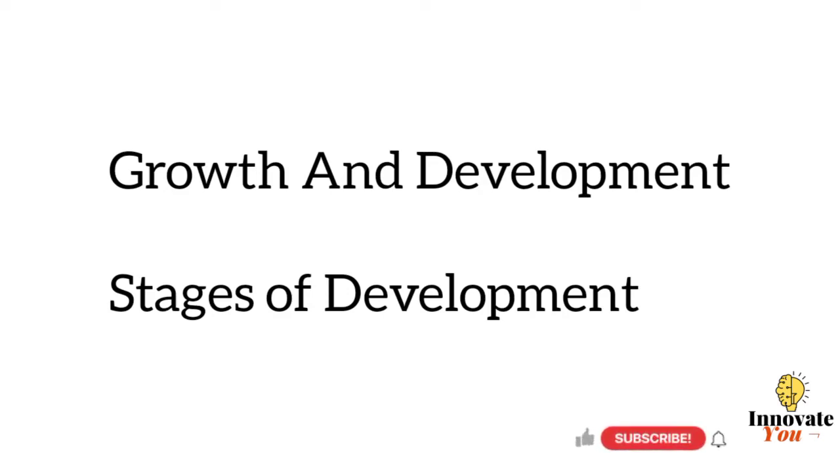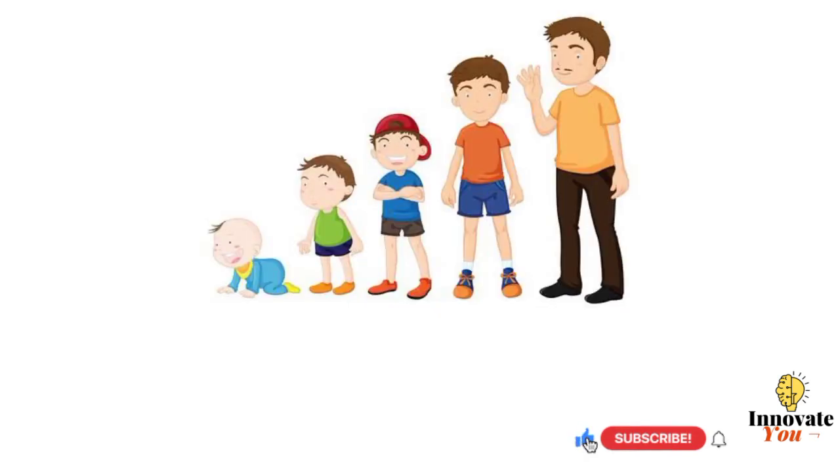This is the part 2 video on growth and development. So let's start. Child development takes place from birth to adolescence, and most of the questions are asked from this part only for the exam. Child starts its growth from womb, that is prenatal stage, which is for 40 weeks.